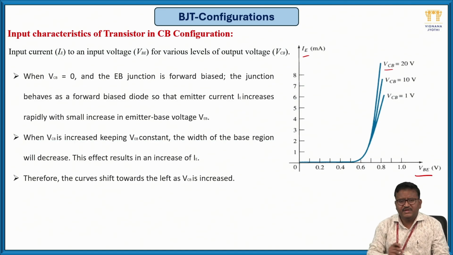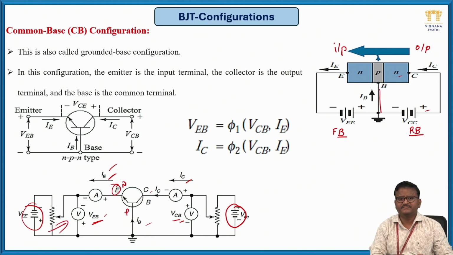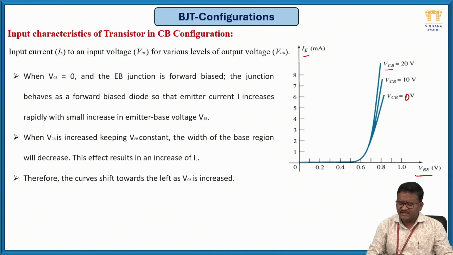Before you increase the input supply, start by setting the output voltage. Initially assume the output voltage is at 0 volts or 1 volt. When the output voltage is 0, the output junction is unbiased. At that unbiased output junction, if I start to increase VBE, what is VBE? VBE is nothing but one of the PN junctions. As you increase the input supply, it makes that PN junction forward biased.